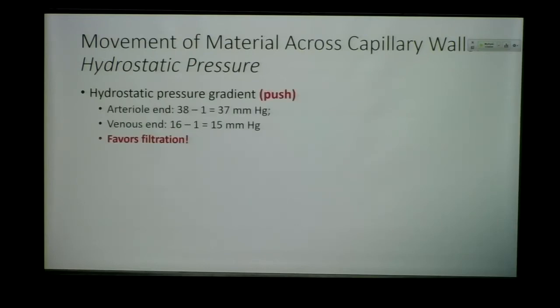Now, let's talk about netting out these forces. On the arterial end, we take the higher hydrostatic force and subtract the lower hydrostatic force. And this gives us a net of about 37 millimeters of mercury. So that is our net hydrostatic pressure at the arterial end. Okay, very clear. And if we do the same thing at the venous end, we take 16, subtract out our smaller pressure, which is the IS pressure. Our net pressure at the venous end is 15 millimeters of mercury, okay?